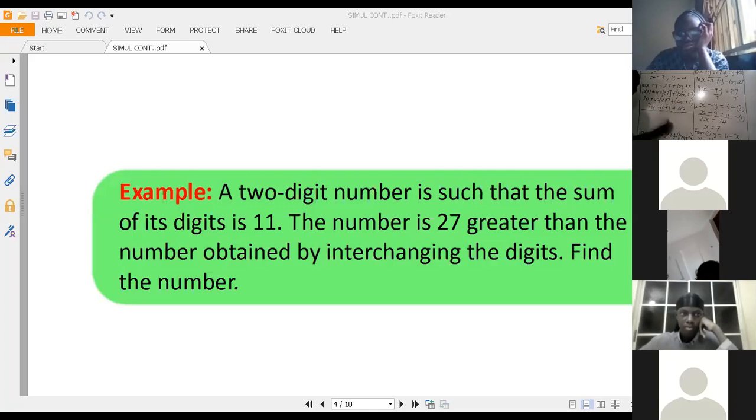Now remember, when you interchange the digits, it is 27 greater or 27 more. So we have our number to be 74, and when you interchange it, you get 47. When you add 47 to 27, you realize that you get the same number, which is a good check for your result.